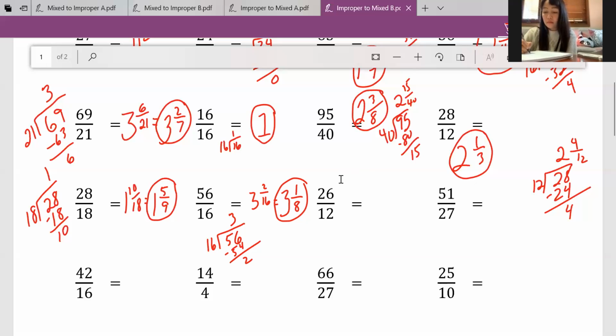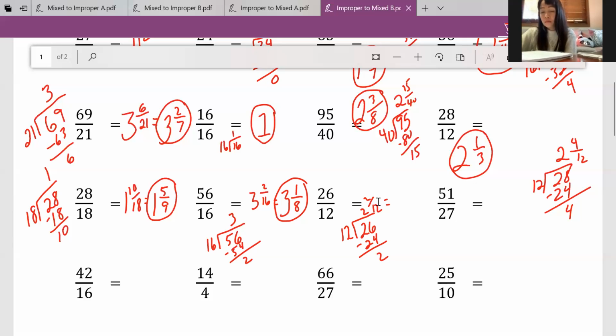Here's 26 over 12. 12 is my divisor. 26 is my dividend. I know 12 times 2 is 24. That's pretty close to 26. And I have 2 remaining. So I have 2 and 2/12.